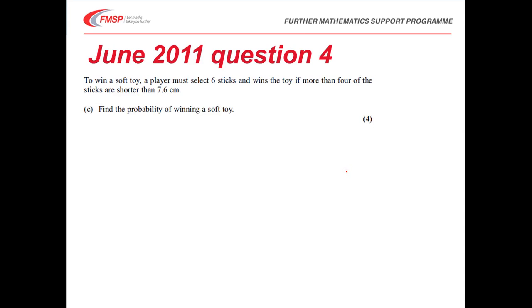To win a soft toy, a player must select 6 sticks and wins the toy if more than 4 of the sticks are shorter than 7.6. So we've now got to find the probability of winning a soft toy. The first thing to consider is, well, what is the probability of getting a stick which is less than 7.6 centimeters? Well, we can work that out because it's going to be 7.6 minus 7 times the height of the uniform distribution, which is 1/3. So the probability that a single stick is less than 7.6 is going to give me a value of 0.2.